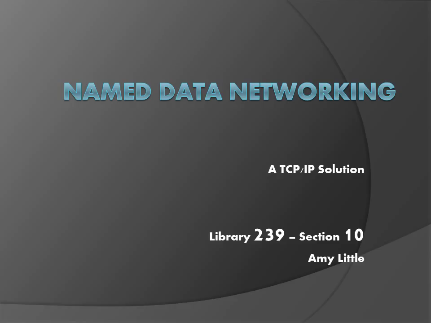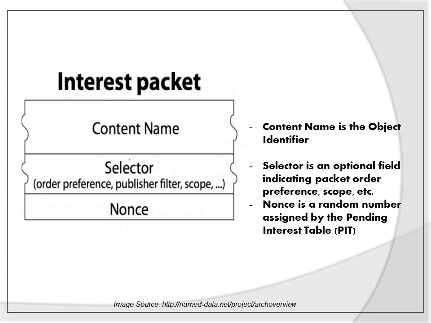With the previous TCP/IP architecture, the point-to-point system made sense, but now that things have changed, issues are arising as a result. And NDN, or Named Data Networking, seeks to solve some of these issues. Named data networking works by creating two packets, the interest packet and the data packet.